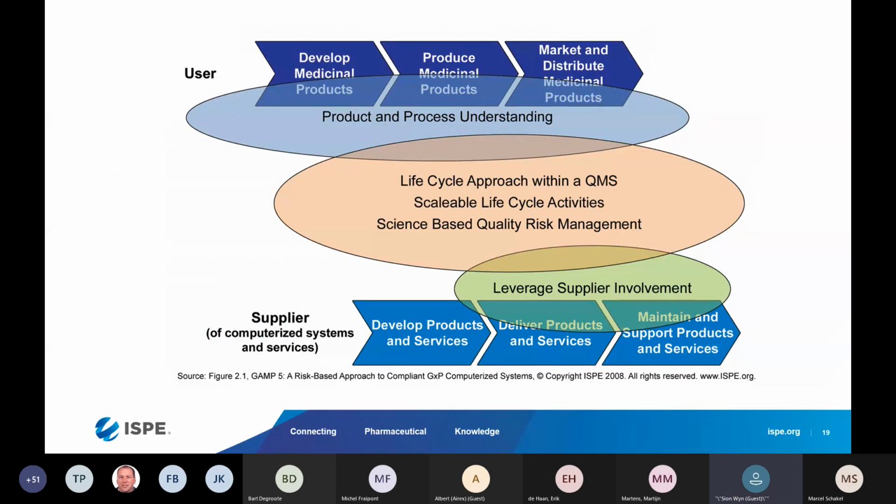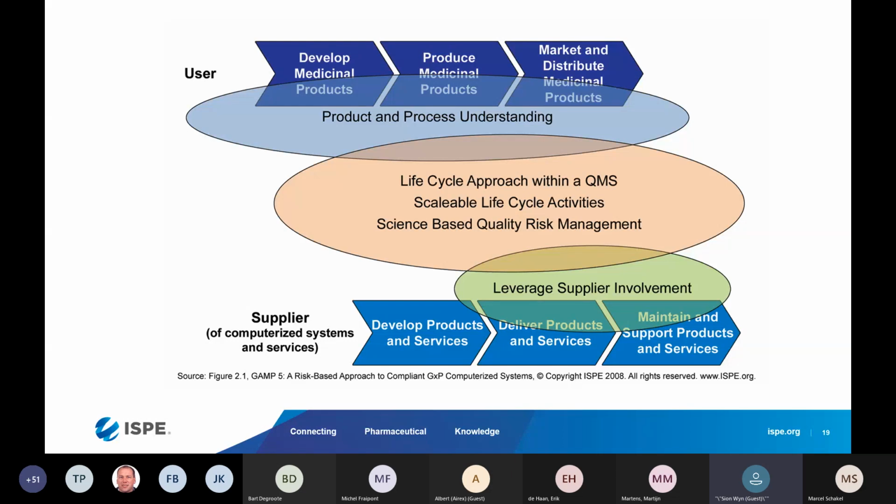So just a reminder, I'm sure most of you will be extremely well aware of this diagram. These are the GAMP 5 key concepts, and we see there the user company, the regulated company, and the supplier both involved. The regulated company needs to understand their product, how that product impacts the patient, and they need to understand how their processes can deliver good product.